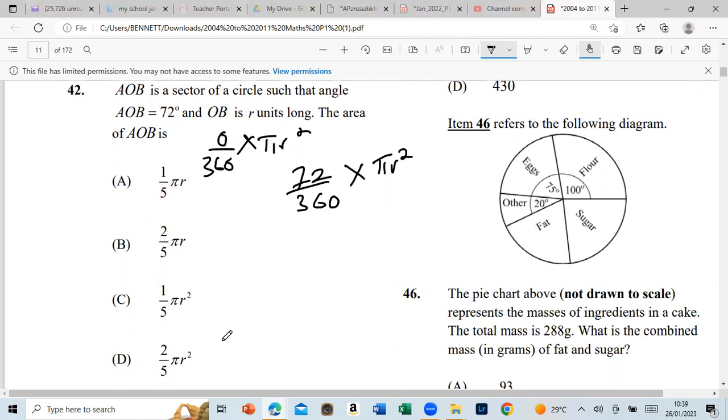Alright, so let's work it down. We can use 9, right? Or we can use 20. We use 9 first. So 72 divided by 9 is 8, and 360 divided by 9 is 40, so 8 over 40. In the end, it's 1 over 5. Alright, so that's one fifth pi r squared.